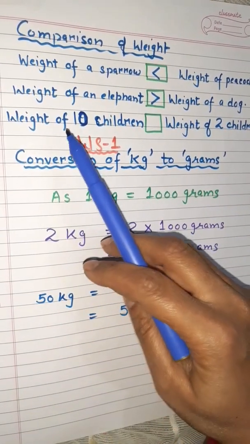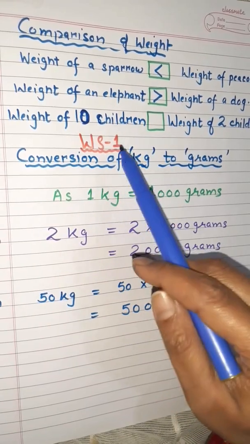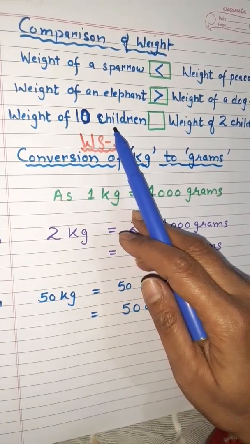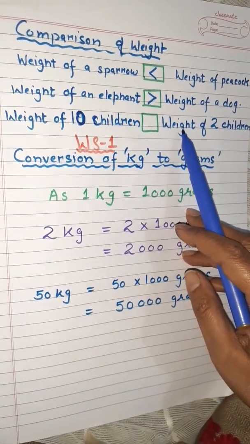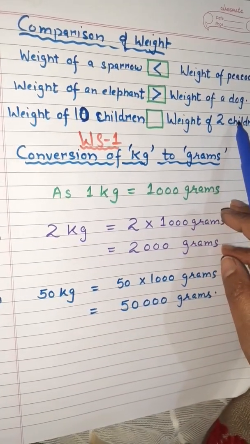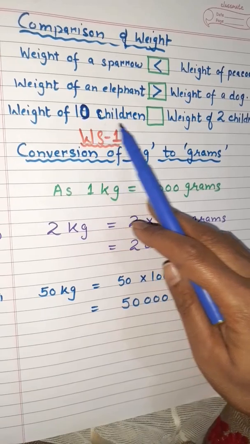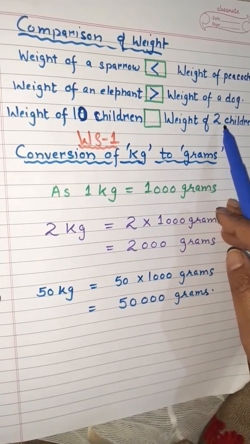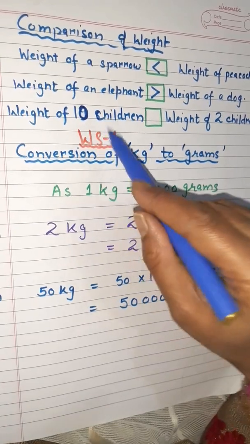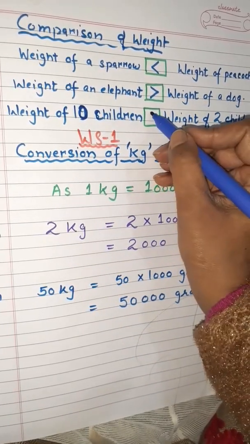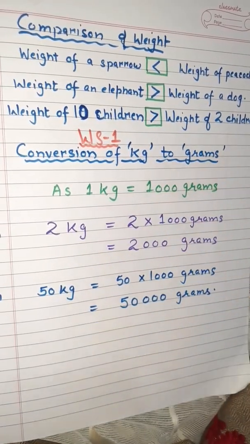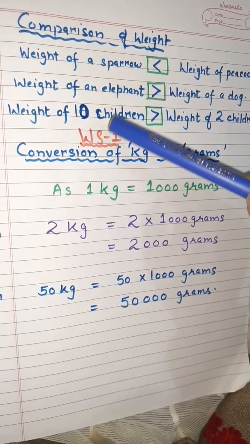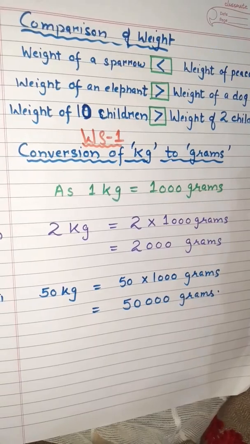Now let us learn about the number of things. Here we have the weight of 10 children, and here we have the weight of 2 children. Here we have more children, 10 children, and here the number of children is only 2. So the weight of 10 children will be more than the weight of 2 children. This is how you can compare the weight of different objects.